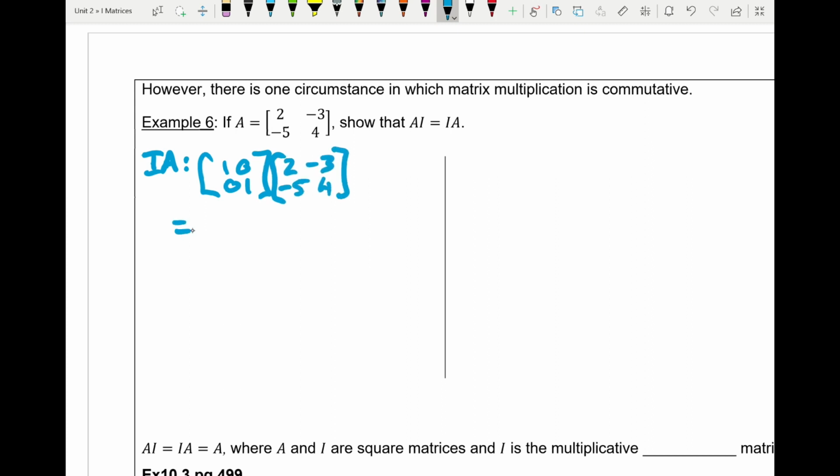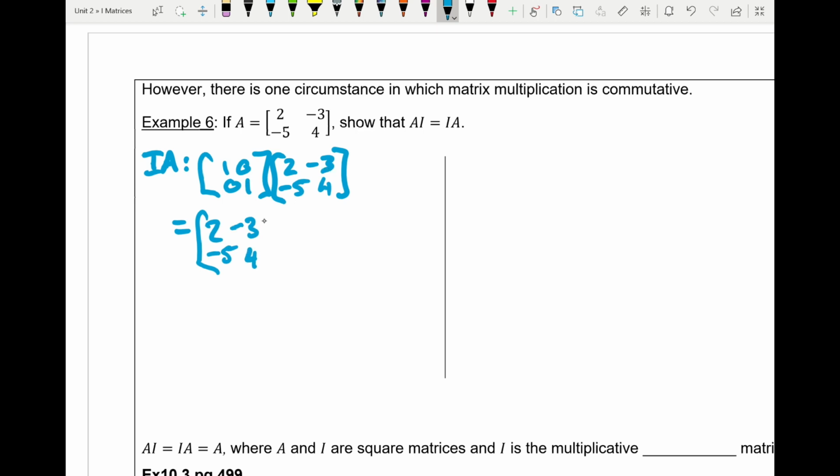And when I multiply this through, I'm going to get 1 times 2, take 0. Well, that's just 2, right? And then for the second one, I'm going to get 1 times negative 3 plus 0 times 4. Well, that's just going to be negative 3. And then for this entry here, I'm going to get 0 times 2 plus 1 times negative 5. Well, that's just negative 5. And then for 0 times negative 3 plus 1 times 4, well, that's just 4.